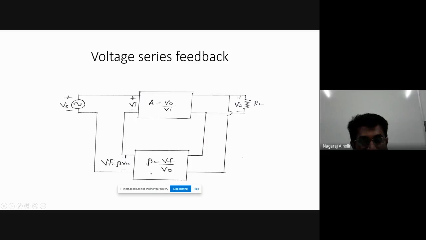Then beta is the feedback factor, that is Vf by V0. Vf is the output of the feedback and the input to the feedback is V0, that is the output of the amplifier. The feedback factor beta is given by Vf by V0, output by input. So Vf will be equal to beta into V0. As you can see here, the voltage is collected from the output and the output of the feedback is applied in series with the input. In series, this positive is connected to negative and negative is connected to positive of the Vi. It is voltage series feedback.